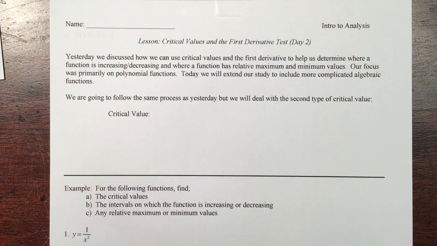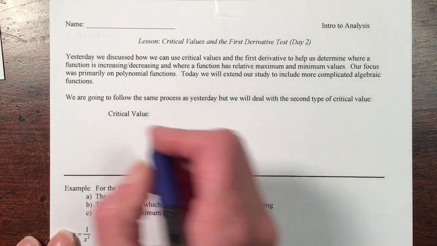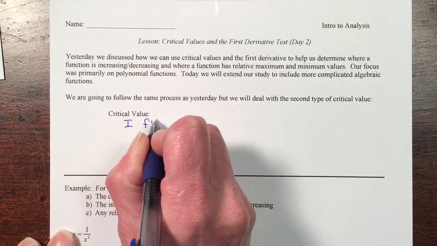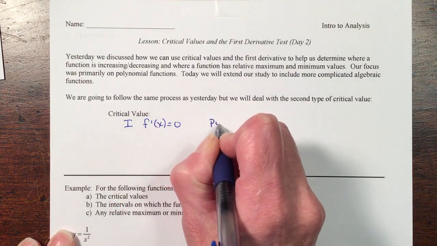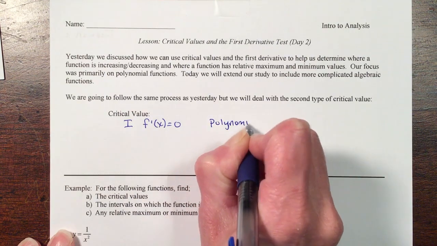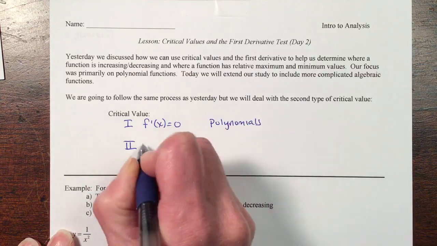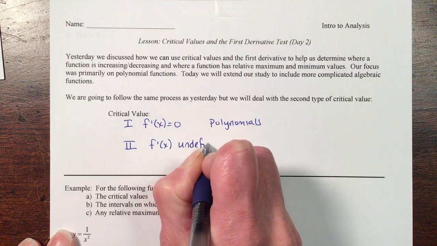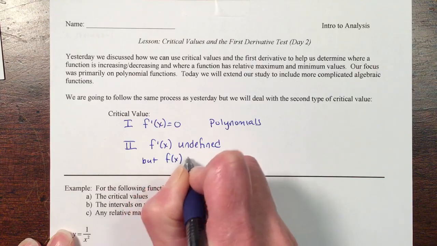We're going to follow the same process as yesterday, but we will deal with the second type of critical value. So let's stop for a second and review what a critical value actually is. We said the first type is when we set the derivative equal to 0 and solve for x. This type of critical value usually occurs with polynomials. The second type of critical value is where f prime of x is undefined, but f of x is defined.